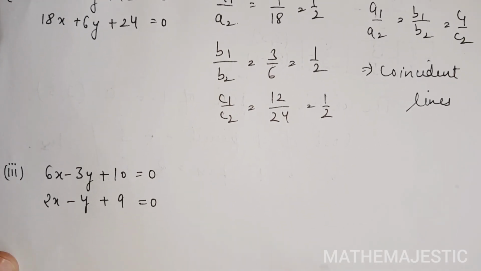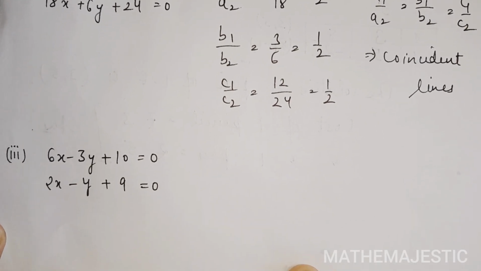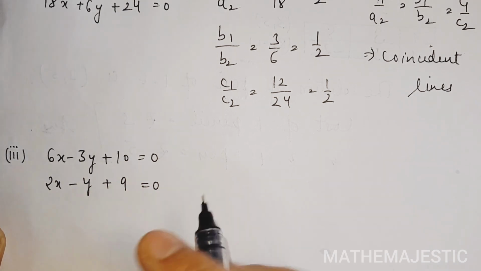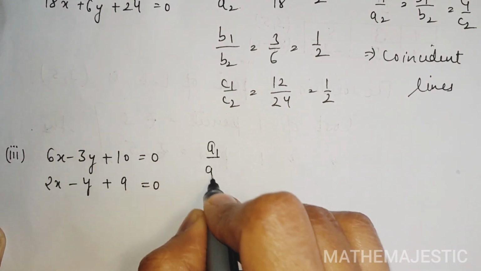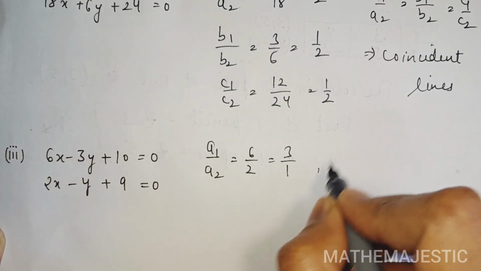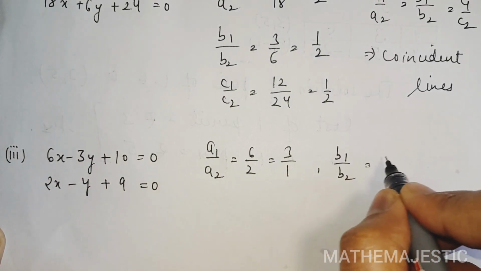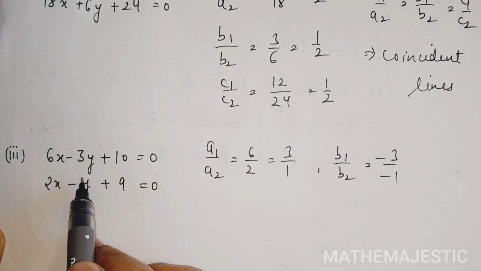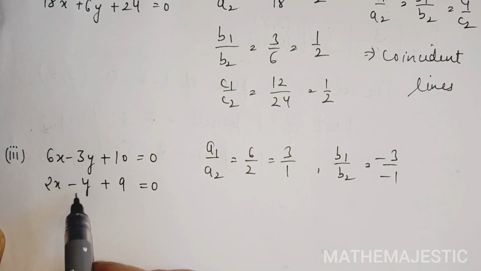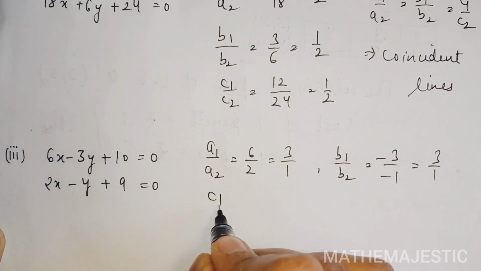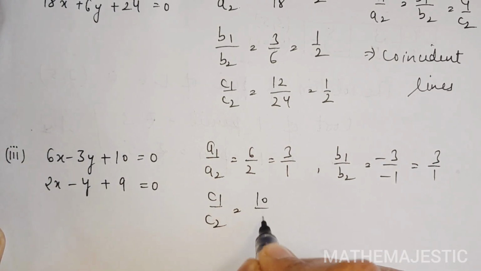Now moving to the last part of question number 2, 6x minus 3y plus 10 equals 0, 2x minus y plus 9 equals 0. Here if you compare, a1 by a2 is 6 by 2, that is 3 by 1. b1 by b2, minus 3 by minus 1. Here we are taking the signs along. No coefficient is given, so we will take it as minus 1. So that is again 3 by 1, minus minus cancelled. c1 by c2 will be 10 by 9.